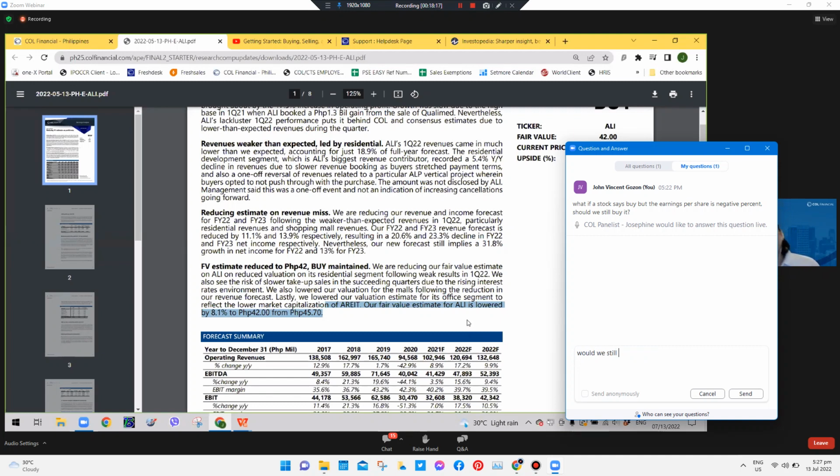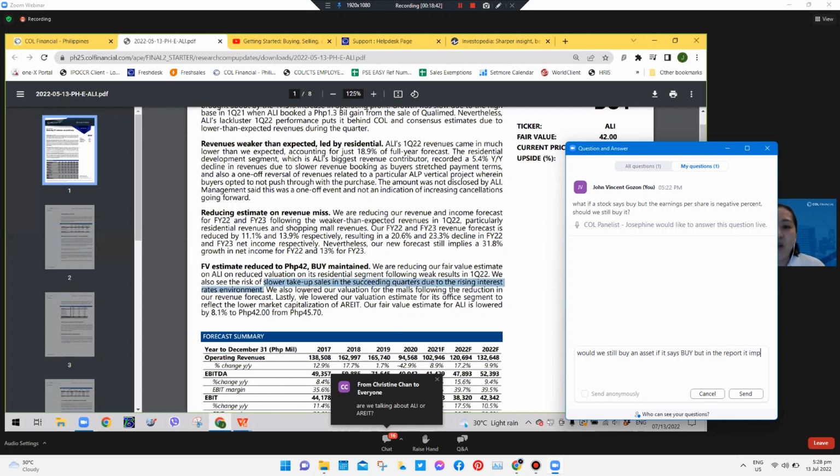So even though at 25.50 or 25.90, that's still quite cheap to the fair value, it's just that bad news are hitting Ayala Land, and I think that's why the price of it went down recently. Okay. So it says here that it is because it has a slower take-up of sales in the succeeding quarters due to rising interest rates environment. And they also had to lower the valuation for malls following the reduction of revenue forecast. So I think this is the reason why the analysts have lowered the fair value.